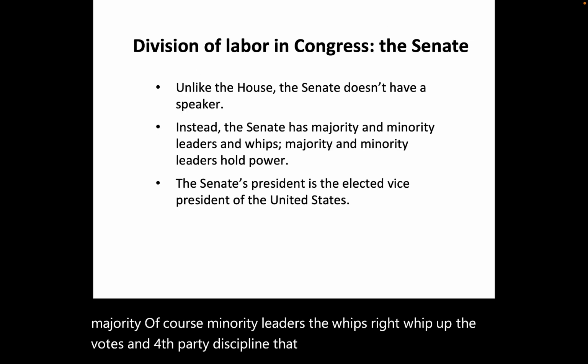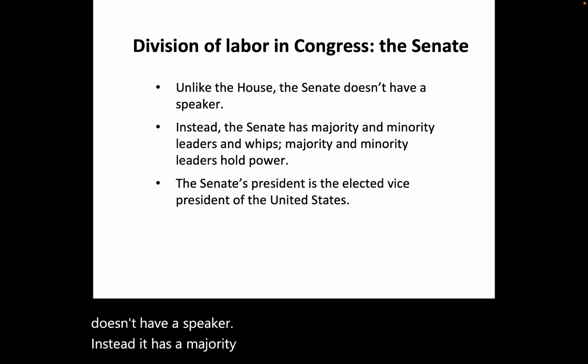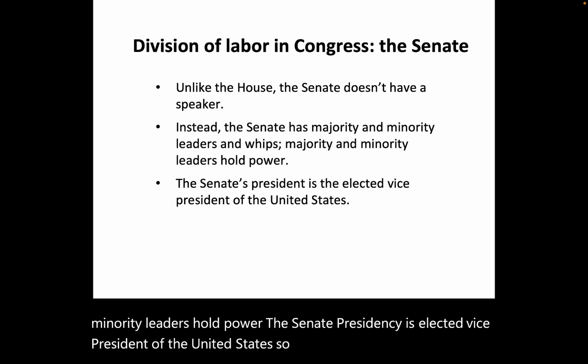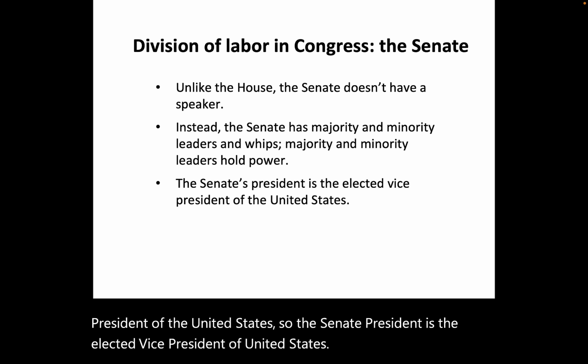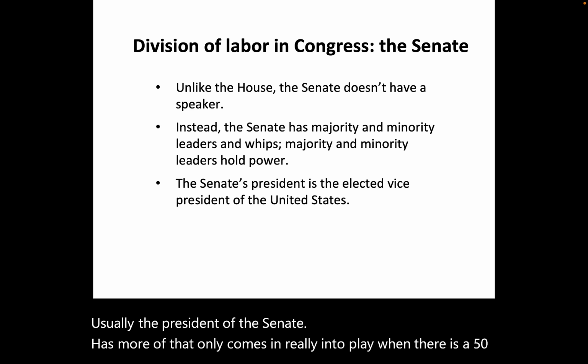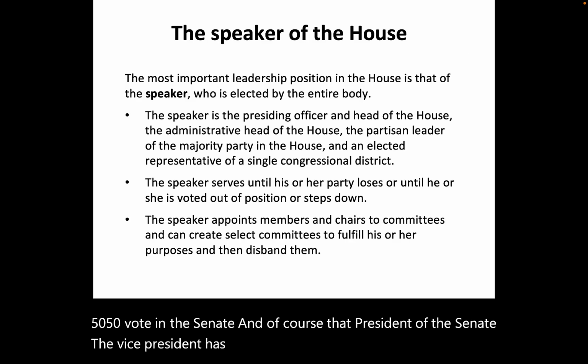Unlike the House, the Senate doesn't have a speaker. Instead, it has majority and minority leaders and whips. Majority and minority leaders hold power. The Senate's president is the elected vice president of the United States. Usually, the president of the Senate only really comes into play when there's a 50-50 vote in the Senate, and of course the vice president has to play the deciding factor.